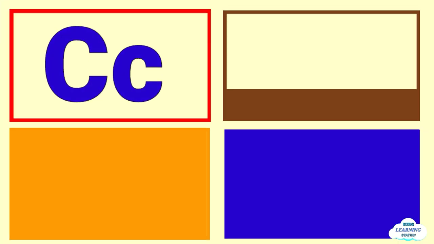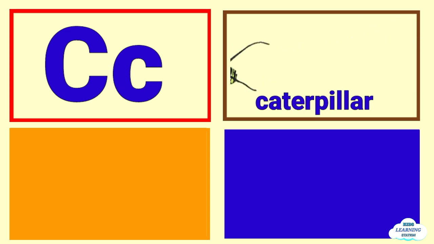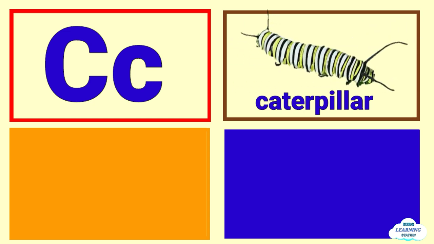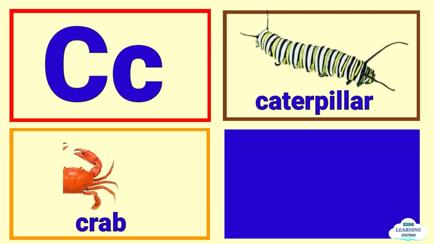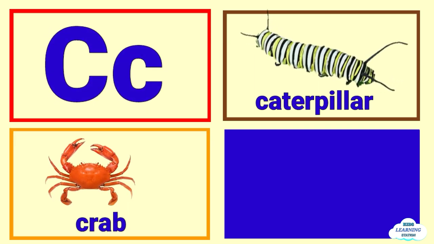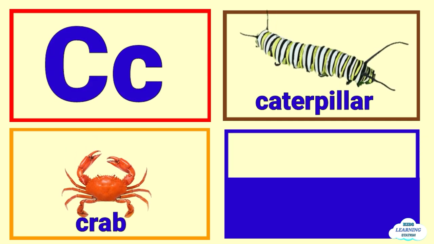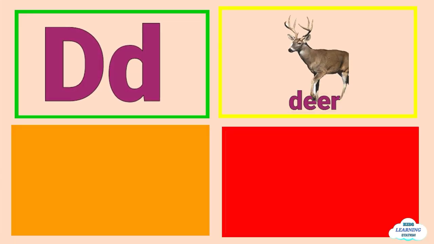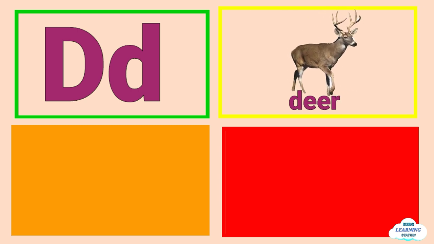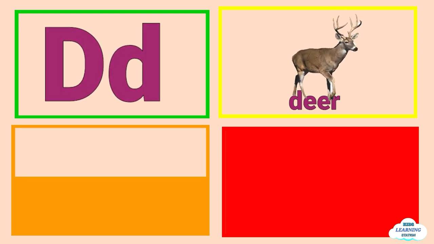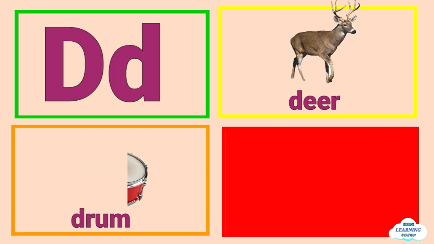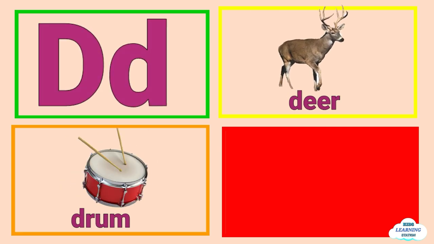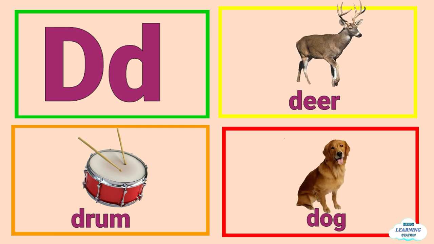C is for caterpillar. Caterpillar. C is for crab. Crab. C is for cake. Cake. D is for deer. Deer. D is for drum. Drum. D is for dog. Dog.